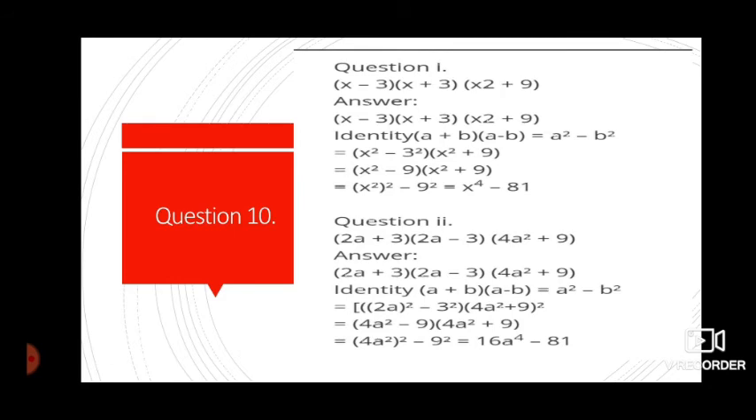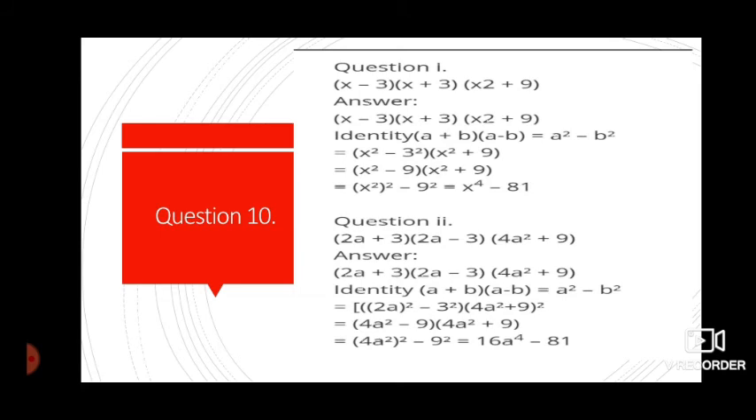So what can we apply? a square minus b square. So a is x and b is 3. So a square means x square minus b square means 3 square, into (x square plus 9). Now apply: x square, 3 square means 9, into (x square plus 9). Again, how is it looking, children? It is looking like (a minus b) into (a plus b). So the same formula we can apply.